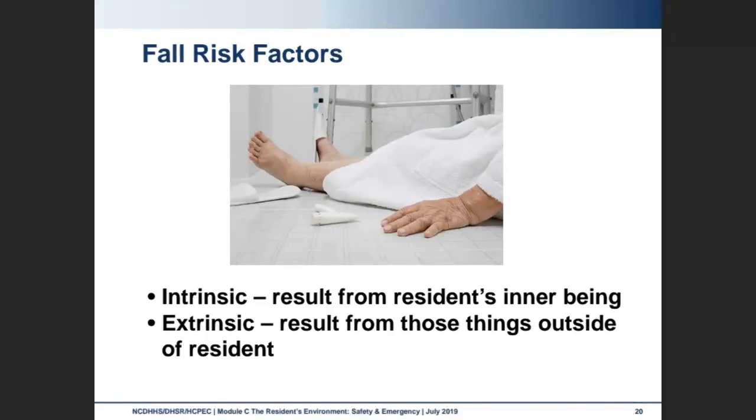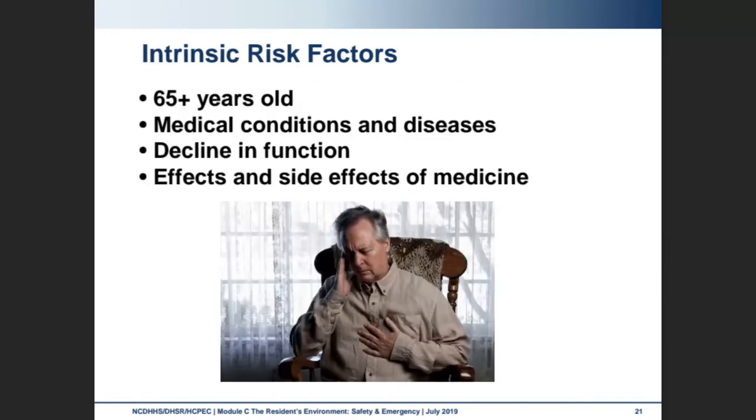There are both intrinsic and extrinsic factors that put you at higher risk for falls. Intrinsic factors are those risk factors that result from the resident's inner being. Extrinsic factors are those risk factors that result from those things that are outside of the resident. And I'll give some examples. So intrinsic risk factors: age, being 65 years and older, having certain medical conditions and diseases, or a combination of multiple medical conditions and diseases, a decline in function due to inactivity, and effects or side effects of medications.